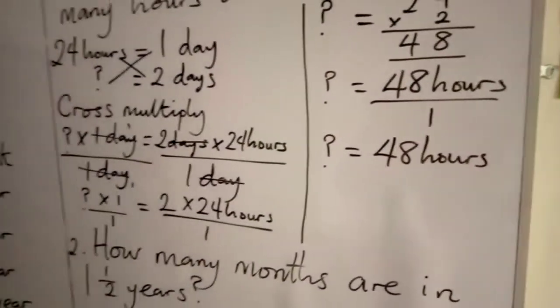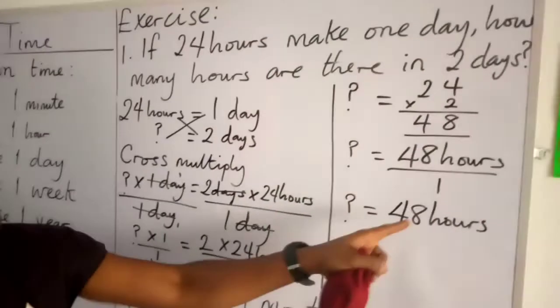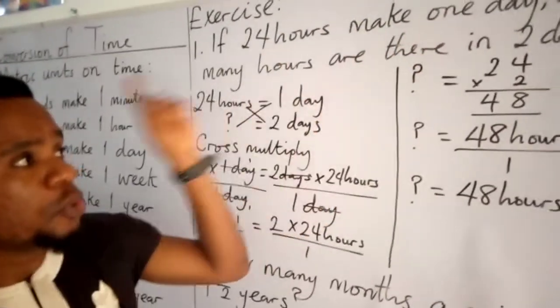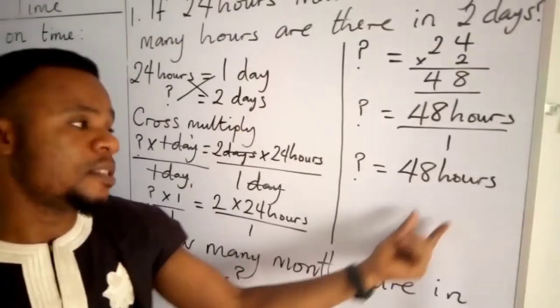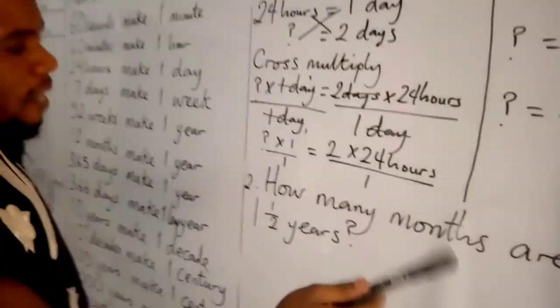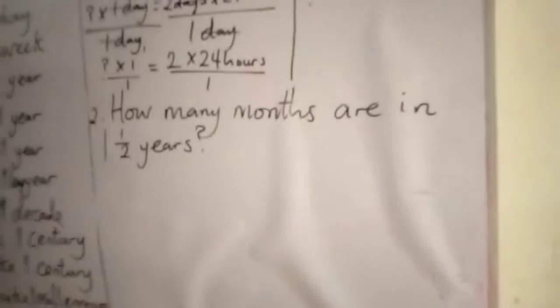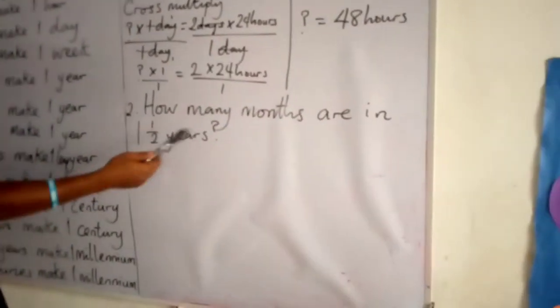Now when you change 2 days to hours, it gives you 48 hours, because 24 hours make a day, so 2 days will give us 48 hours. With this, we can go to number 2 to see what we have. How many months are in 1.5 years?